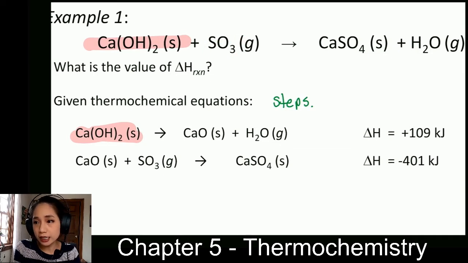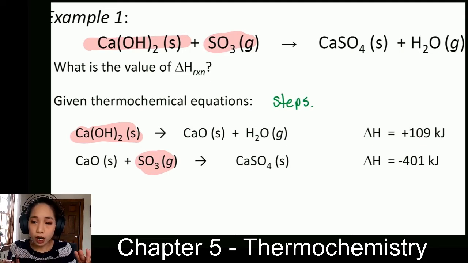The other reactant is SO3. So let's look for SO3 in the given steps. The only place SO3 shows up is this second reaction. Is it on the correct side? It looks like yes, SO3 gas is on the reactant side. So it looks like these two steps are set up correctly, where all the reactants are on the correct side. But now what about the products?